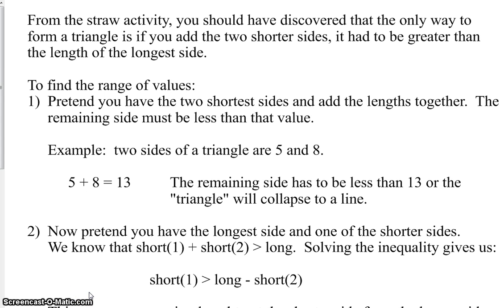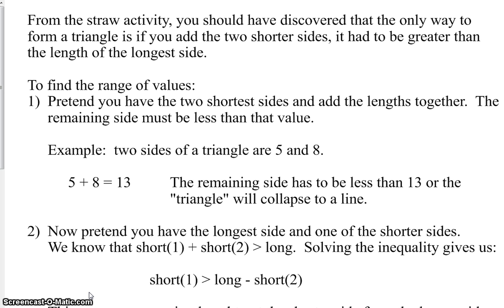This podcast will cover how to find the possible range of values for the third side of a triangle if you know two sides already. From the straw activity you already completed, you should have discovered that the only way to form a triangle is that if you add the two shorter sides together, it has to be greater than the length of the third side, the longest side.